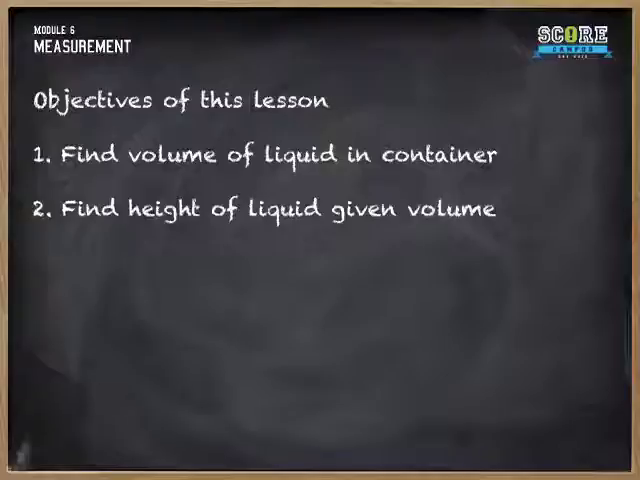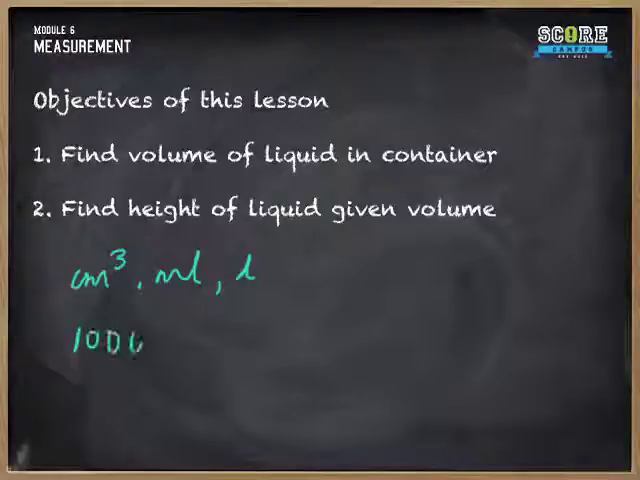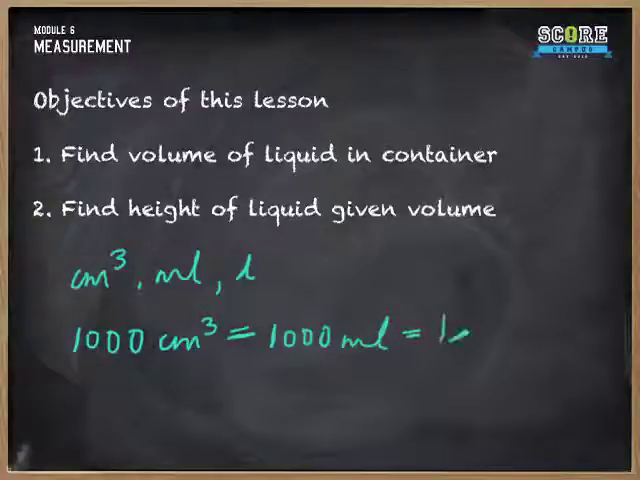Now, one of the topics you may have to revisit is this: volume of cube and cuboid. Okay, now you know this. Let me just recap. As you already know, liquids are usually measured in cubic centimeters, which is cm cube, or milliliters, ml, and liters. Right? Now the relationship is this: 1000 cm cube is equal to 1000 ml, which is equal to 1 liter. This is the relationship. Okay? Remember that? Let's get to work.